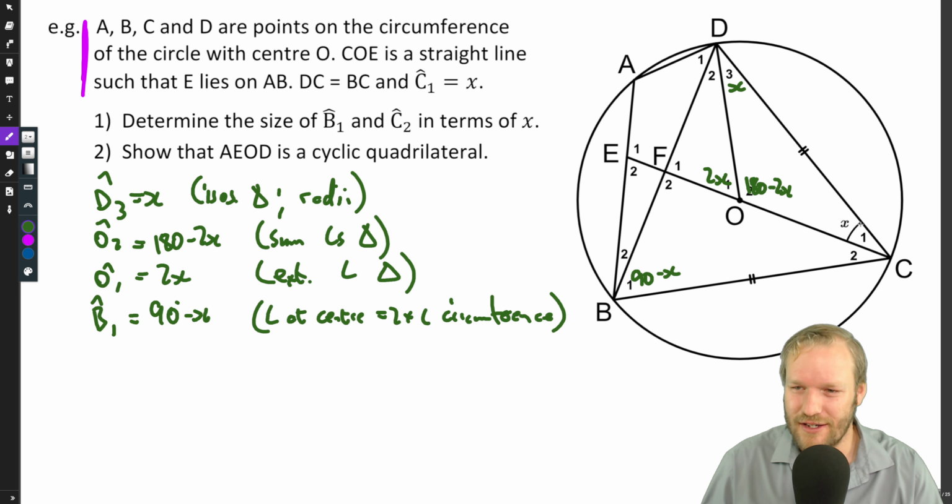C1 equals x. Okay, so this was given as x. So everything we're finding is in terms of x. We don't know what the exact value is. But now there's one other thing that we can see maybe. No, I can't see anything else just yet. So let's have a look.